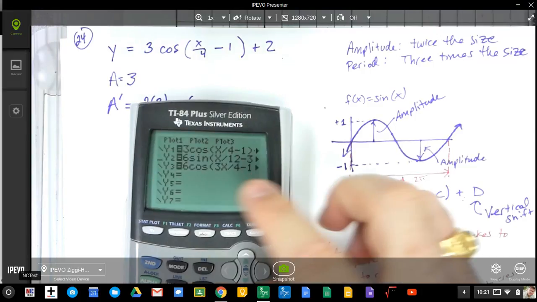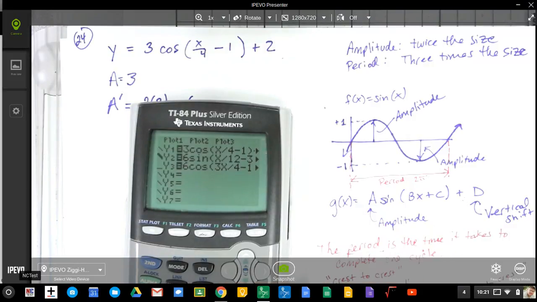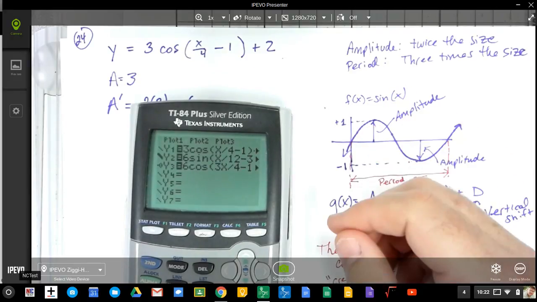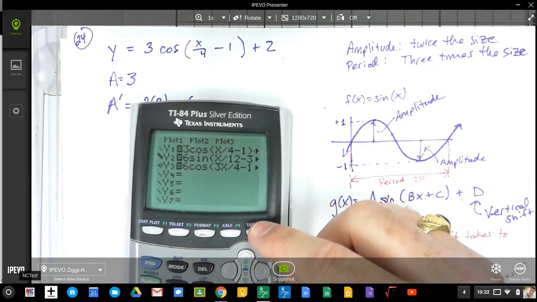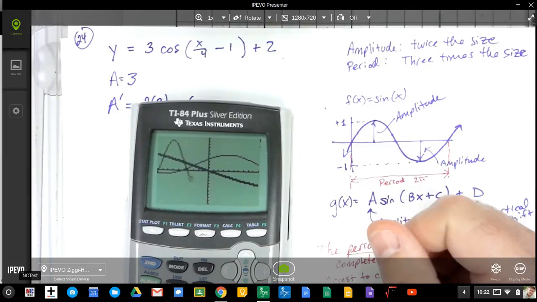And then if I come down here and hit enter, enter, enter, I'm going to get that little trace thingy. That will trace out the third function, okay? So we'll be able to make a comparison. So if I hit graph now, let's see what happens. Okay, there's the third function.